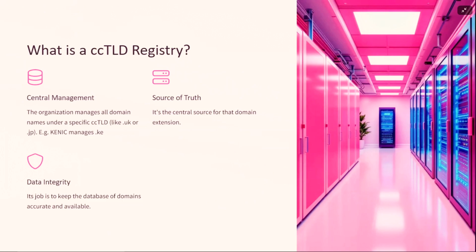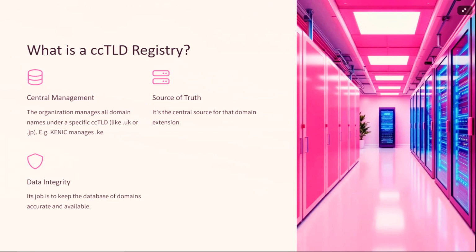the ccTLD registries are responsible for managing the domain name space, that is the country level domain name space. They are the organization that manages all domain names under a specific ccTLD. So when we talk about .uk, we have a company called Nominet that manages the .uk. Then Kenic manages the .ke for Kenya. And in Ghana, we are undergoing a transition, and GDNR is mandated to manage the .gh domain name space after the process is completed. And why do they do that?